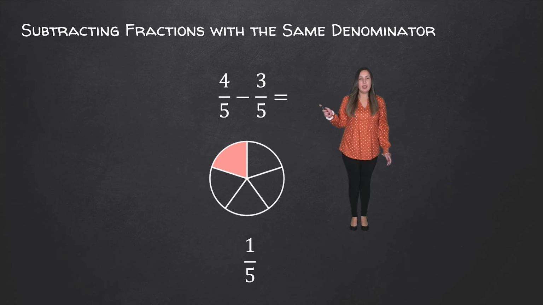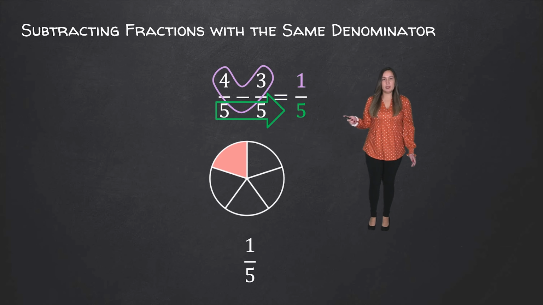And then let's say we didn't have our model. 4 minus 3 is equal to 1. And then just rewrite our denominator, which is 5. So 4 over 5 minus 3 over 5 is equal to 1 over 5.